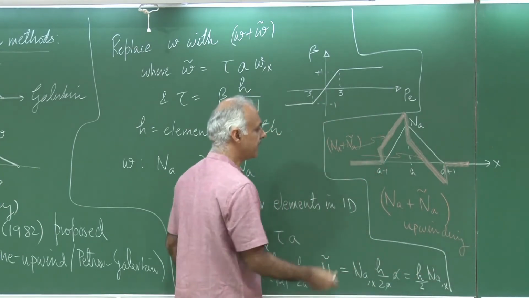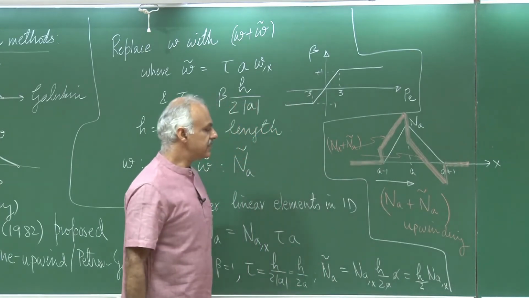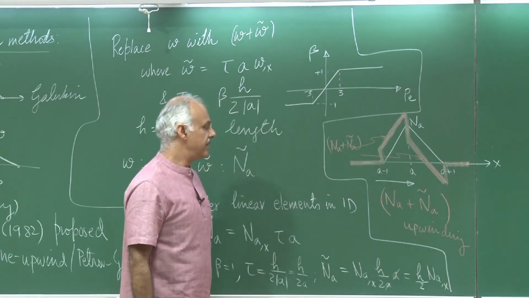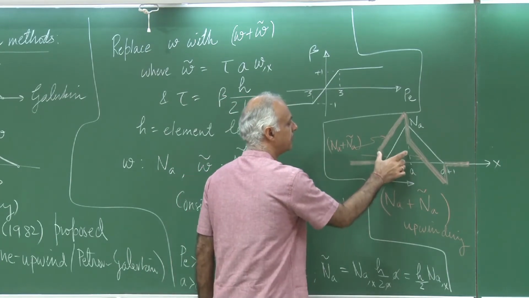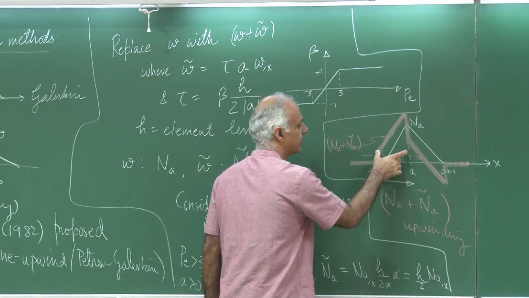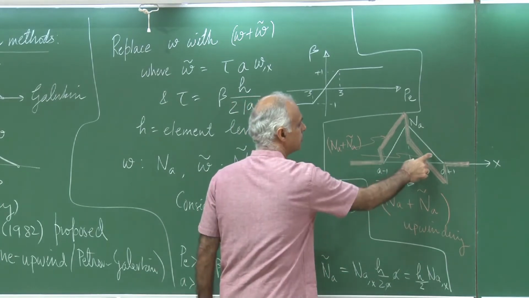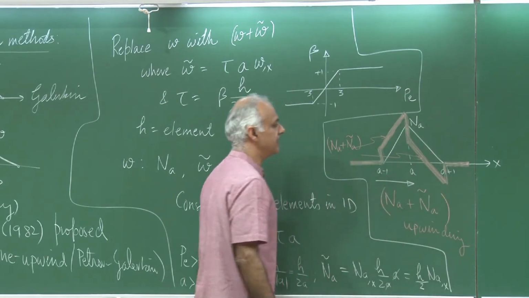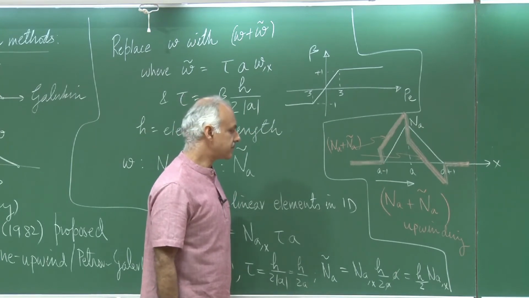So, what is happening is, this is the flow direction, it is along the positive x axis. So, this part of the element, the upstream part, gets more weightage because that is the weight that will be used for the residual, as opposed to the downstream part, and automatically we have incorporated upwinding.